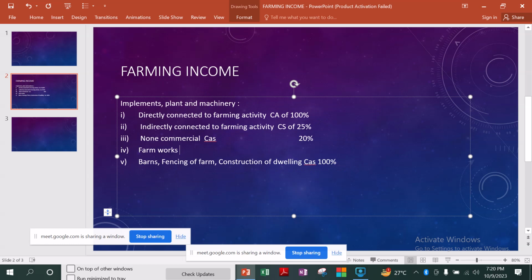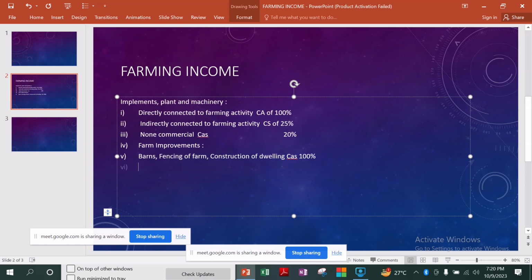So now we also have others like farm improvement. Sorry, these are farm improvements, not farm works. What I've mentioned are farm improvements. Then we also have farm works.